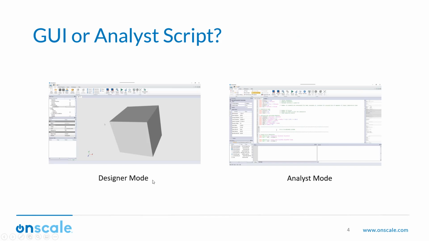So should you use the GUI or an analyst script? Well, if you are new to OnScale, I would advise you to use the designer mode to generate the model because it's all graphical and it's pretty easy to use and to generate the model. And then you have the analyst mode. So analyst mode is basically the script version of what you built in the designer mode. So in some exceptions or advanced models, you'll need to build an analyst script because there are some high-end functions that are not yet available in the GUI.